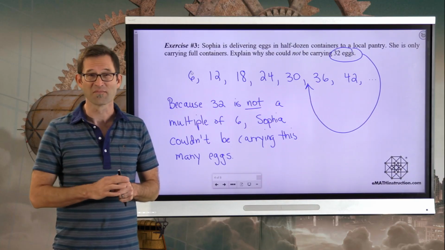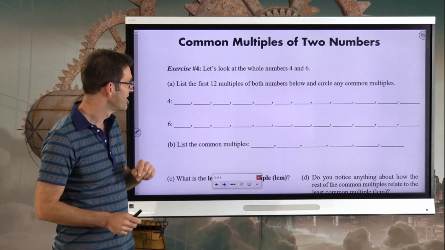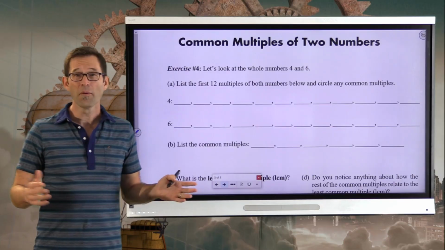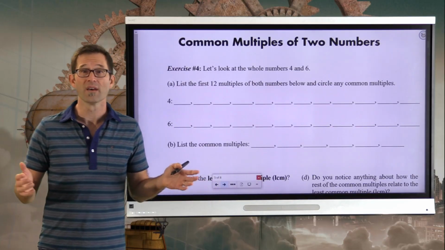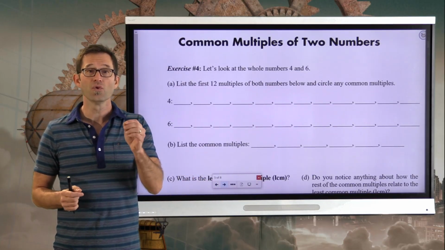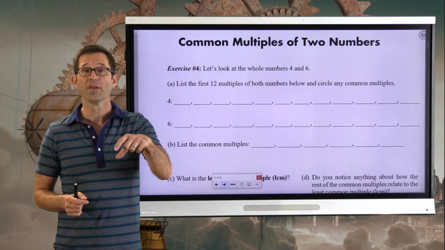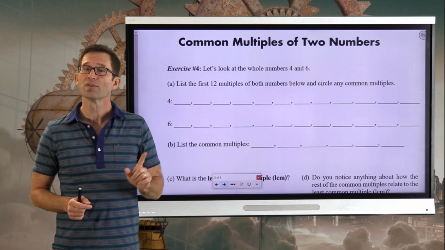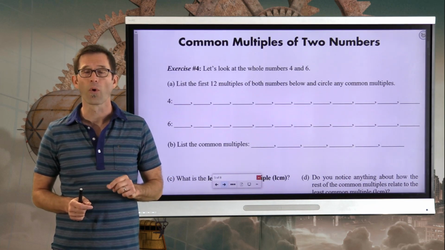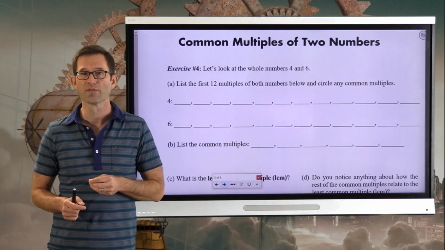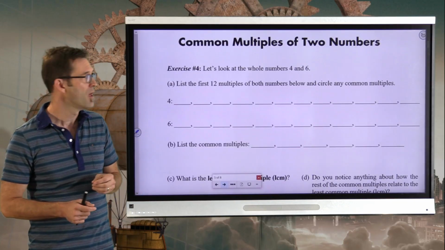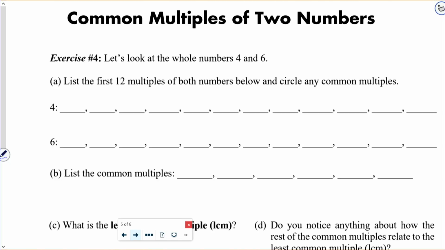Now let's take a look at some common multiples. Okay, now common multiples are really simple, right? It's the idea that two numbers can have the same multiple, all right? So let's take a look at exercise number 4 and specifically look at the numbers 4 and 6, all right? Look at the whole numbers 4 and 6. Letter A asks us to list the first 12 multiples of both numbers below and circle any common multiples.